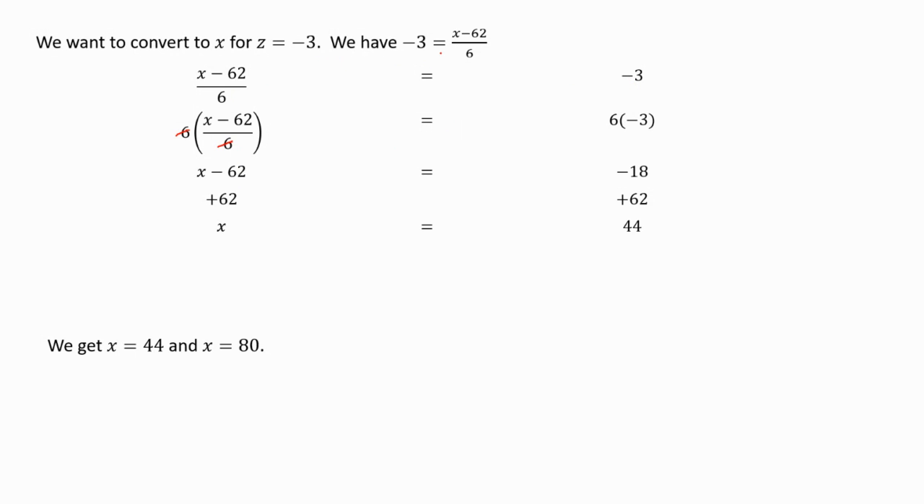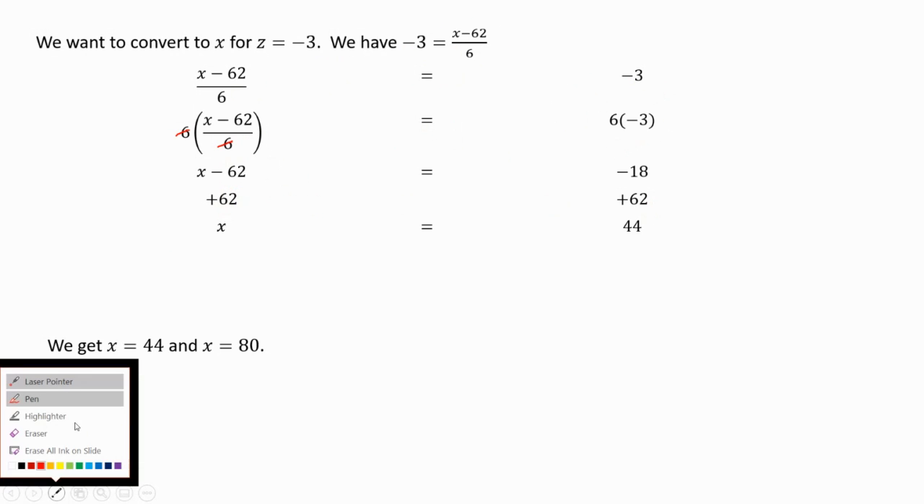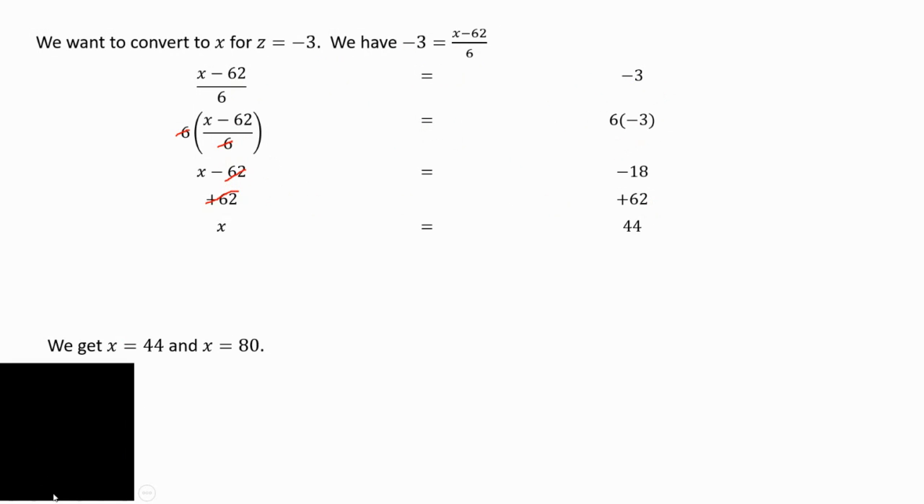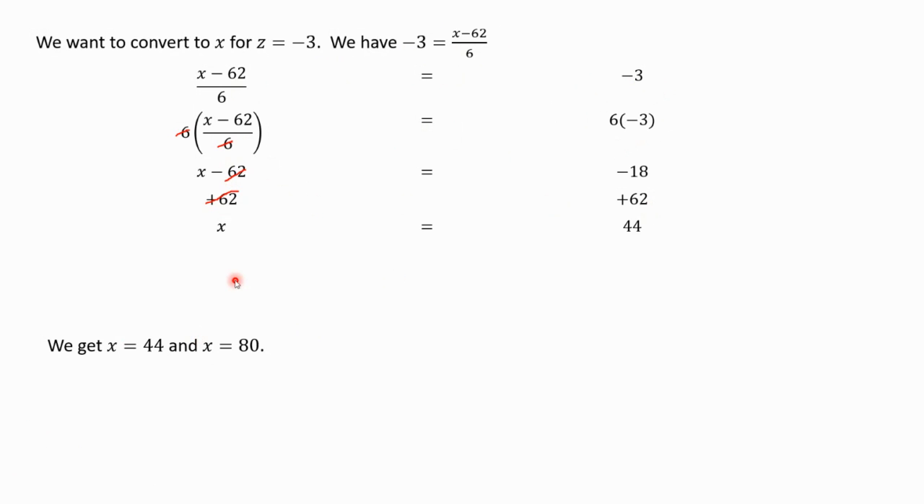So just like with 3, we have -3 equals this, but we want to get x. Multiply both sides by 6 to get the denominator out of there. Then we add 62 to both sides. And we get x equals 44. So this is saying that 44 corresponds to a z-score of -3.